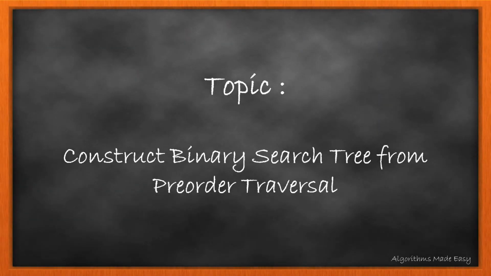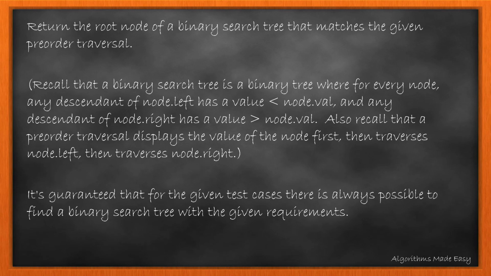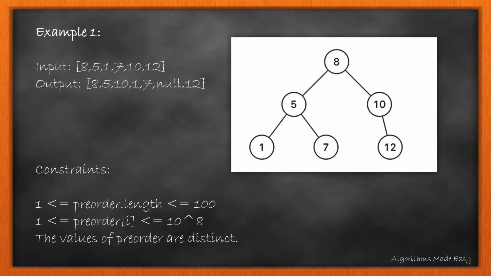We will be solving the day 24 problem from the May LeetCode Coding Challenge. We need to return the root of the binary tree that matches the given pre-order traversal. It is guaranteed that for the given test case it is possible to find a binary search tree with the given requirements. The binary tree formed by the given example is shown in the figure. Let's see how we can solve it.